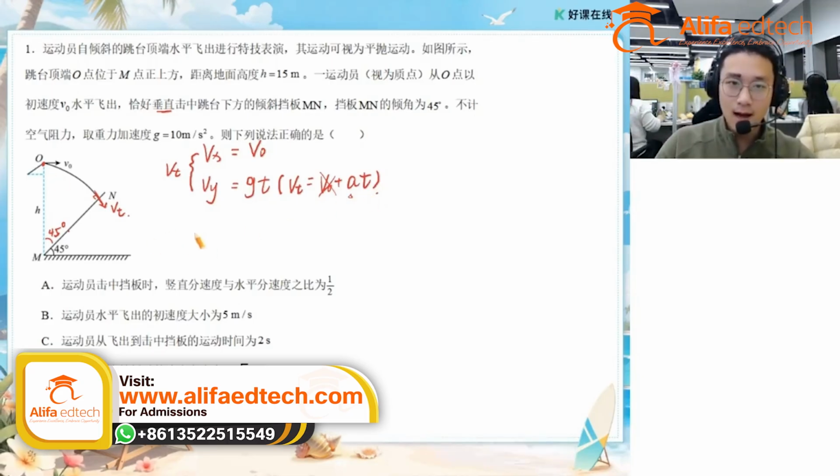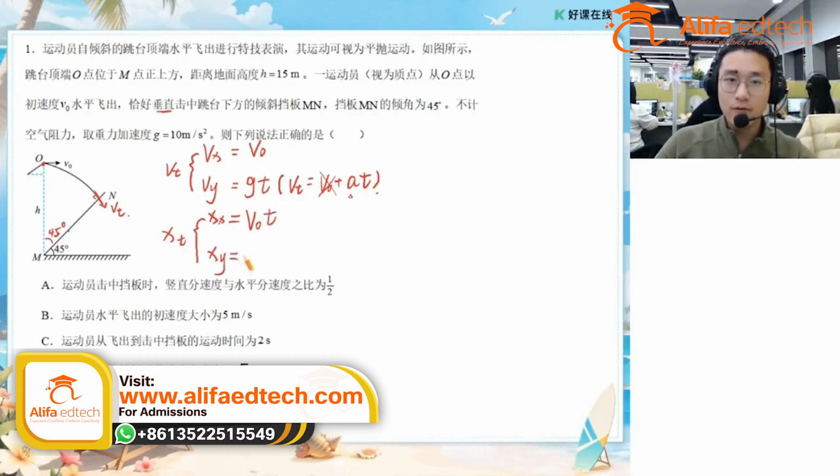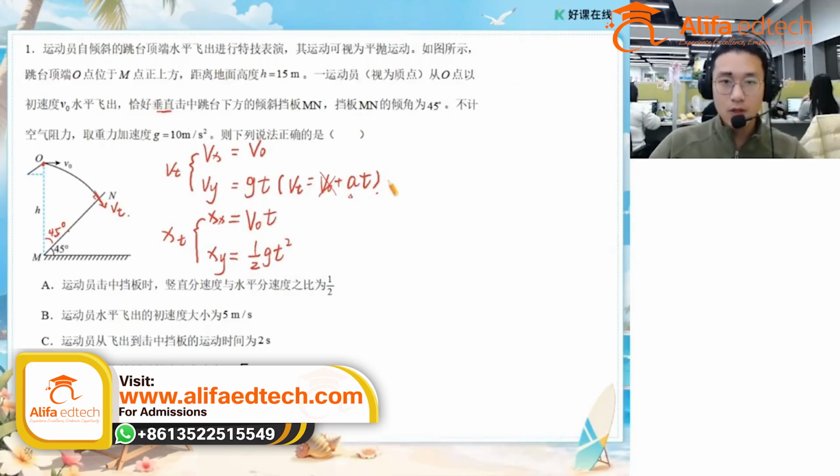Similarly, our displacement also needs to be decomposed into horizontal displacement and vertical displacement. The horizontal displacement is quite simple, v0 times t, because it's uniform linear motion horizontally and free fall vertically. The formula for free fall is h equals 1/2 gt squared. So we first understand where the things we need come from. Then let's look at how to calculate the four options. Let's look at option A first.